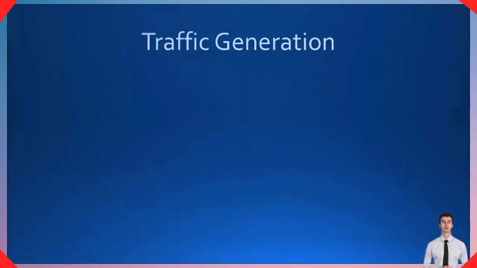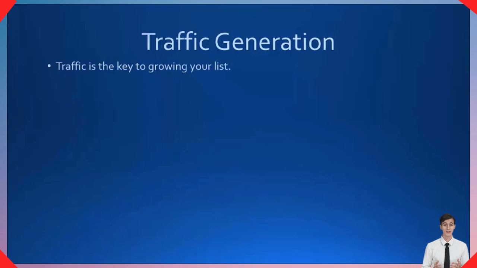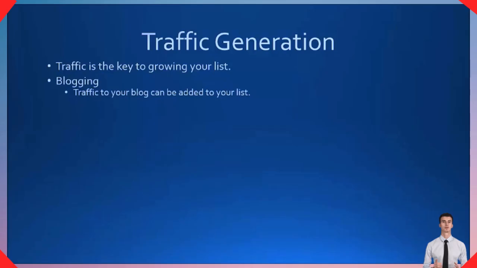So traffic generation. Now that you have your opt-in form set up, you understand the process of having an ethical bribe, meaning an offer that people want to sign up for. You need to have a squeeze page or a landing page set up, and there is technical training that you could go through that will teach you how to set those up. But we'll go into traffic generation. Traffic is the key to growing your list. That involves blogging as well. We'll start with blogging, and this is where traffic to your blog can be added to your email list.